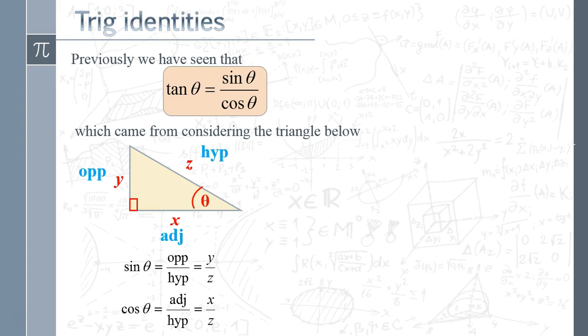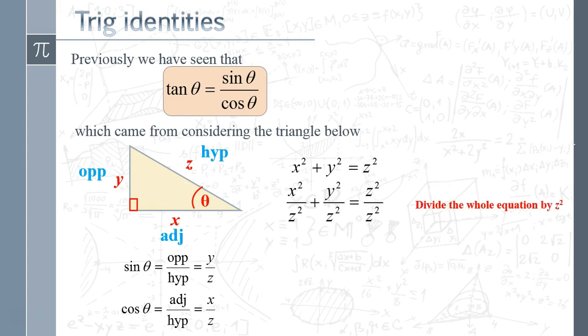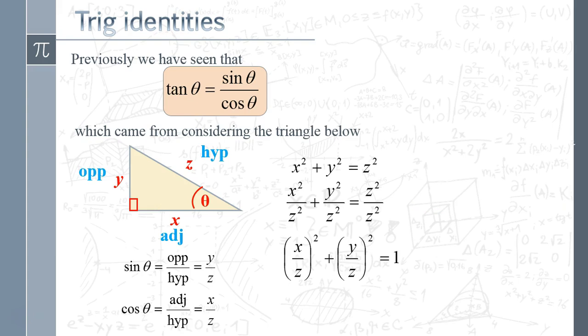Now, instead of doing some dividing here, what we're going to do is take another fact we know about this triangle, which is that statement there, which we all know as Pythagoras' theorem. I'm going to take that, and what I'm going to do is divide the entire equation by z squared. So on the left-hand side, we've now got x squared over z squared plus y squared over z squared, and on the right, clearly z squared over z squared, which is 1.